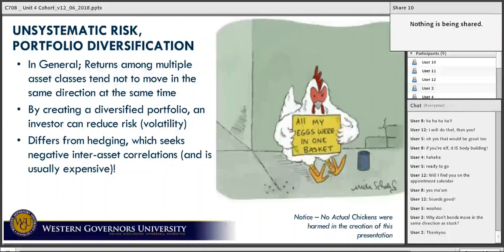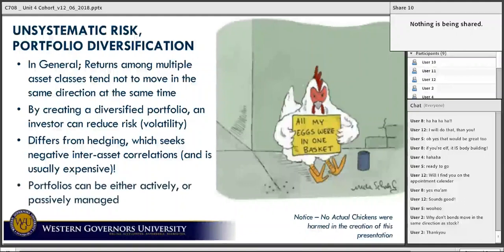This is really different from hedging, which is seeking negative inter-asset correlations, basically saying, how can I find stuff that I can play on the upside and the downside. Again, that's a longer conversation and not on the assessment, so don't worry about it. And then the idea of the active or passive management.